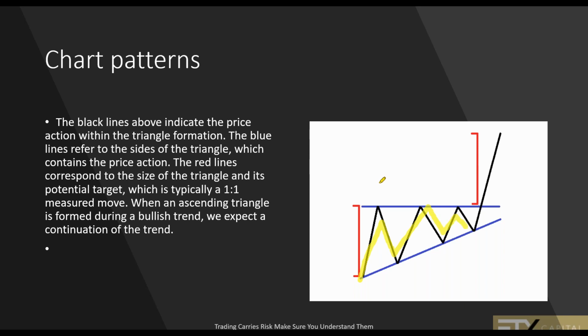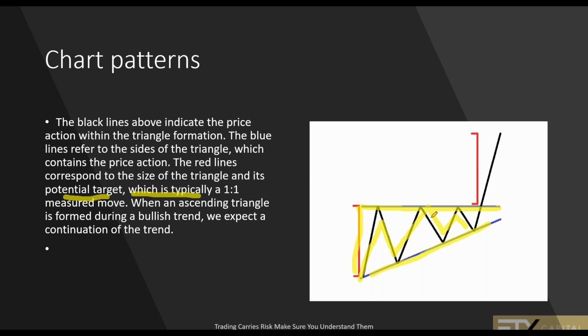That's just the price chart. The blue lines refer to the sides of the triangle: horizontal, sloping. And the red lines correspond to the size of the triangle at its potential target, which is typically 1-to-1 of a measured move.